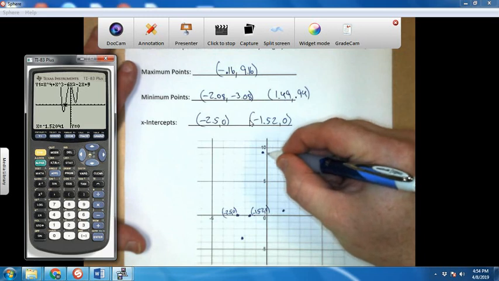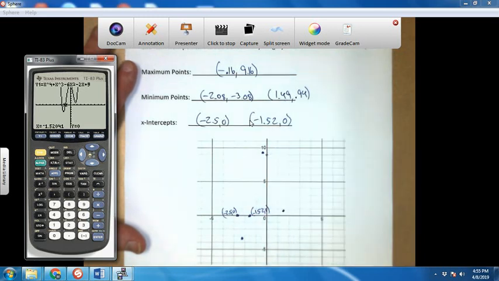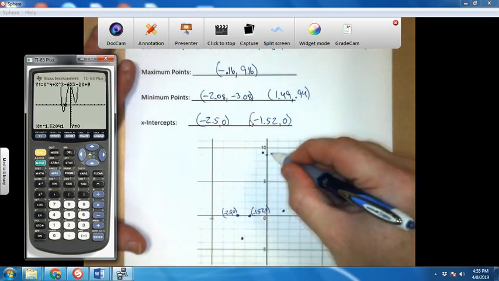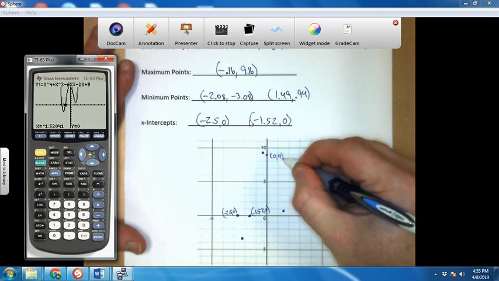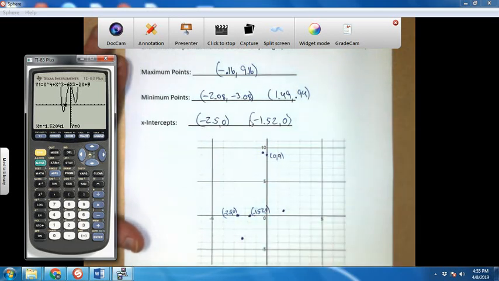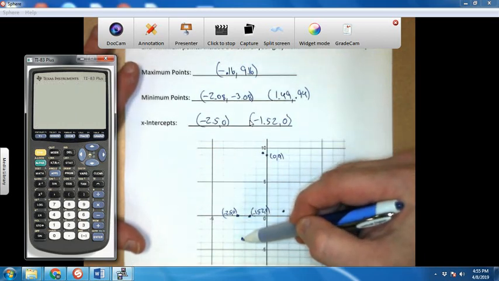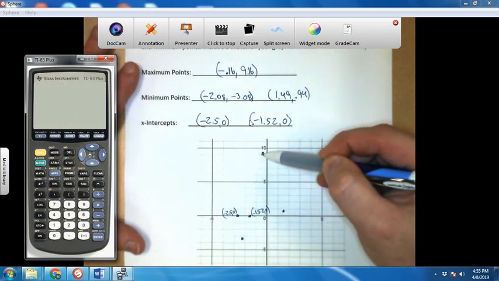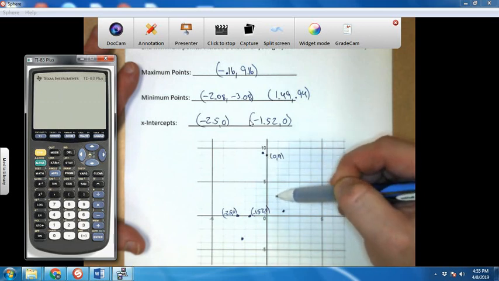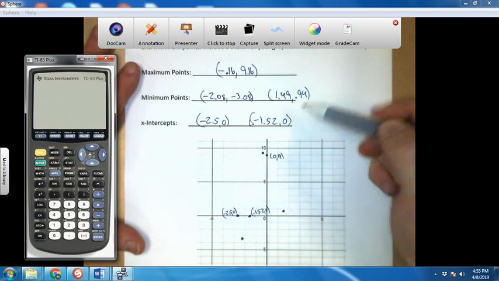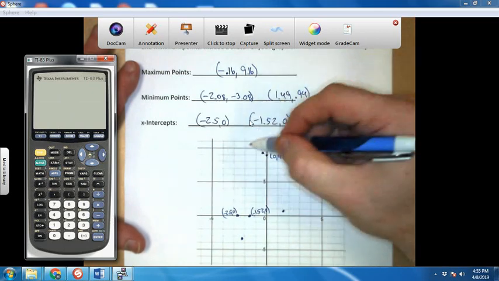So that's right there, 0, 9. So now I'm just going to come down, go through here, come to this point, come up, come to here because that's a maximum, come down, bounce here, and go up. So let's see how we do.